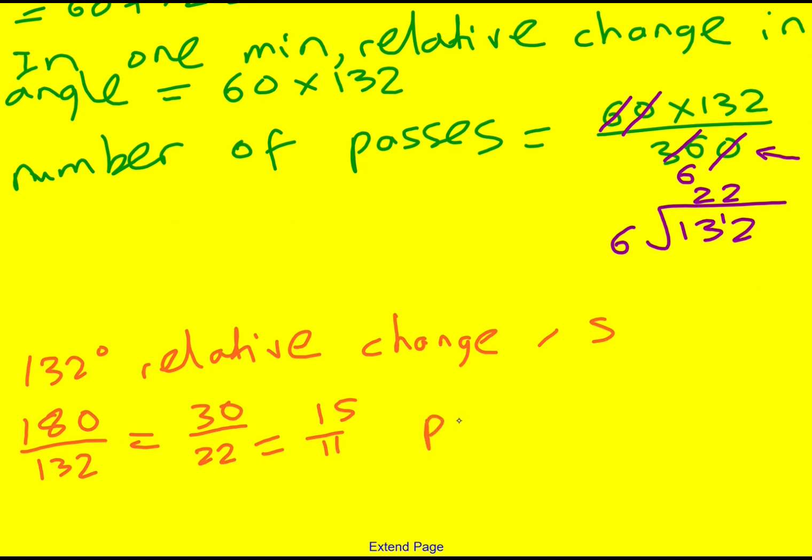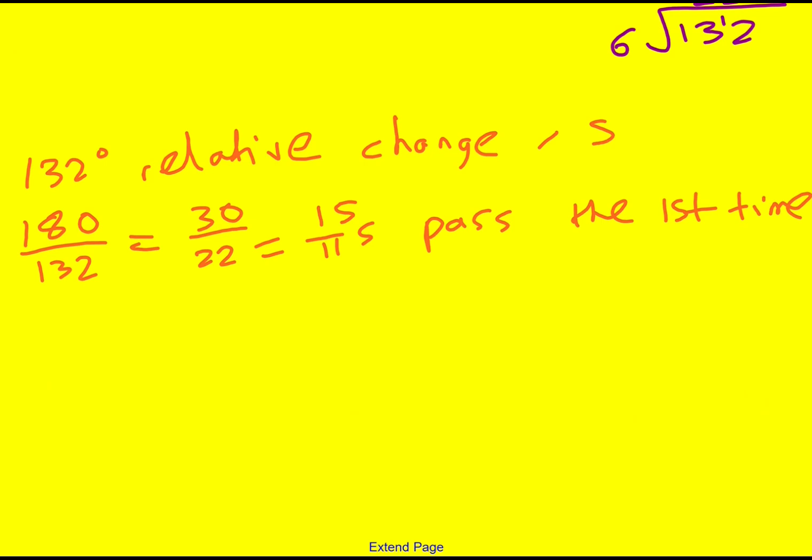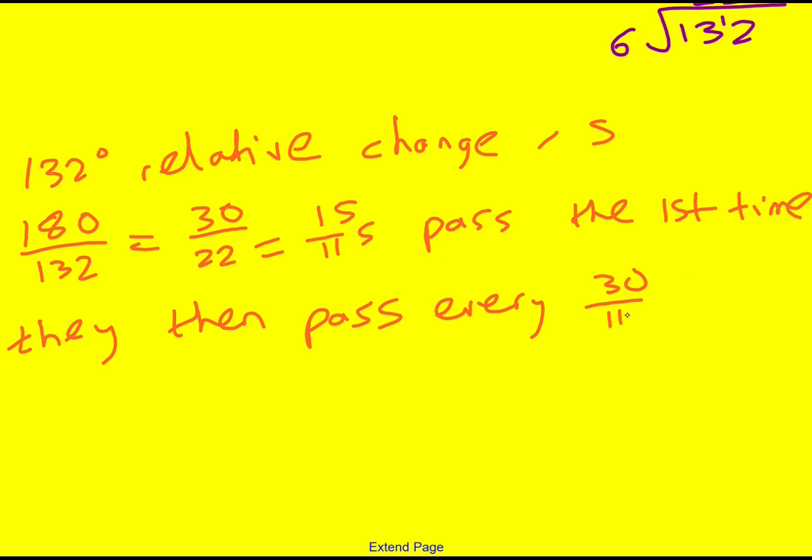So that's seconds. That's to pass the first time. And then we can almost reset the clock and just find how many times they pass from then on. So they then pass every 30 elevenths of a second. It's going to be more than 1 second. So I just want to work out how much this goes into 60.